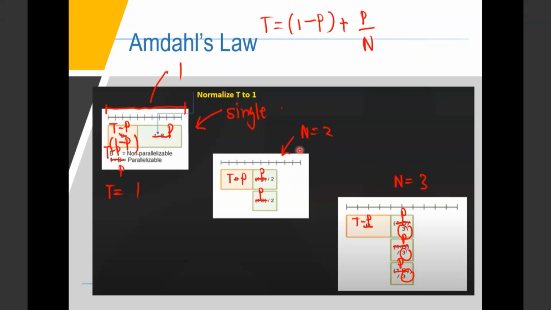So let's put an example here. Let's say the execution time for the parallelization, your P, equals 60%. So the parallelization is 60% of your T. Now what happens here? Previously we got T equals 1. Now we increase N to 2. So using the formula, T equals 1 minus P.